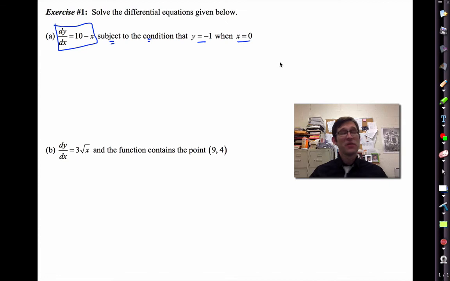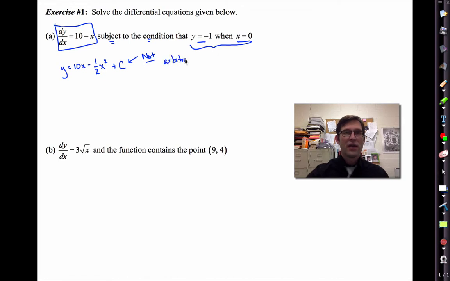Pause the video for a minute right now and think about how we might do this. Hopefully, the word antiderivative came to your mind, right? In fact, if I want to find a function that has this as its derivative, I should probably just find the antiderivative, right? I know then that the derivative of this will be this, so that's all good. Now, what's wrong at this point is that this doesn't work. If I plug 0 in here, I don't get negative 1. That's where that plus c comes in, although now it is not arbitrary. In fact, we need to solve for it based on that condition.